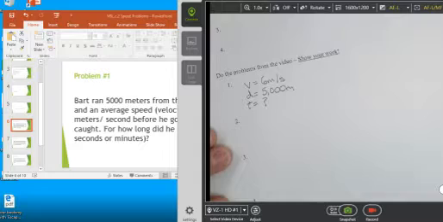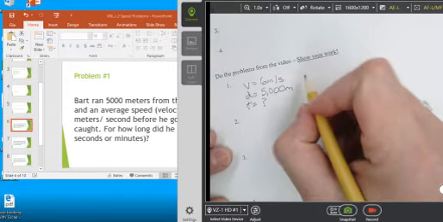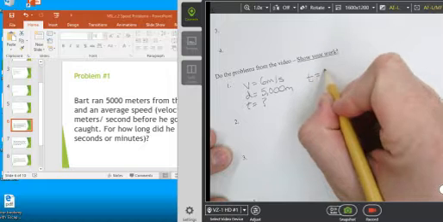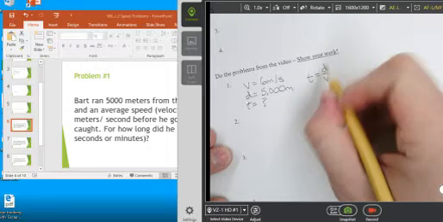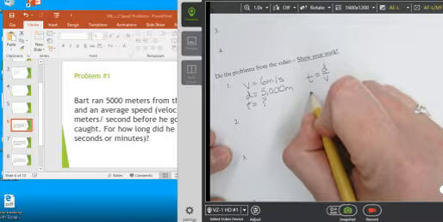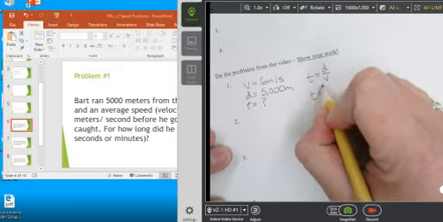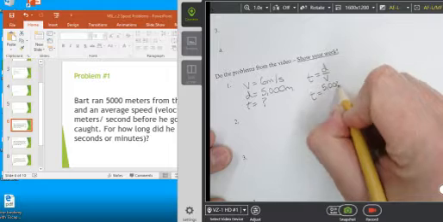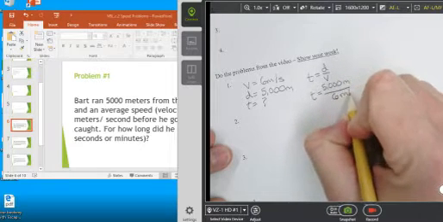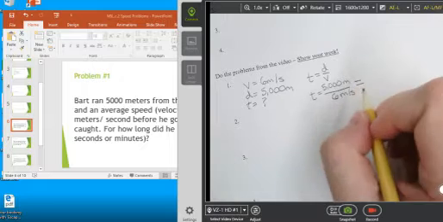Okay, the second step is to pick an equation, and I'm looking for time, so I'm going to pick the one that has time by itself. Time equals distance divided by speed. Then I'm going to rewrite it and plug in my numbers. Time equals 5,000 meters divided by 6 meters per second, which will give me my answer.